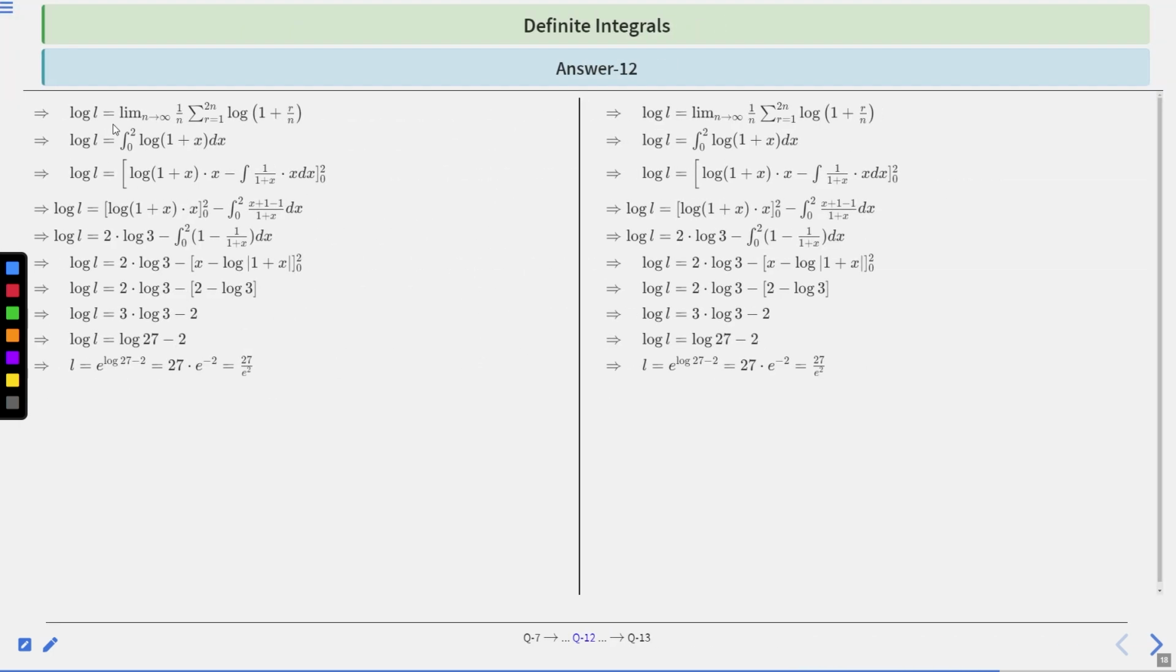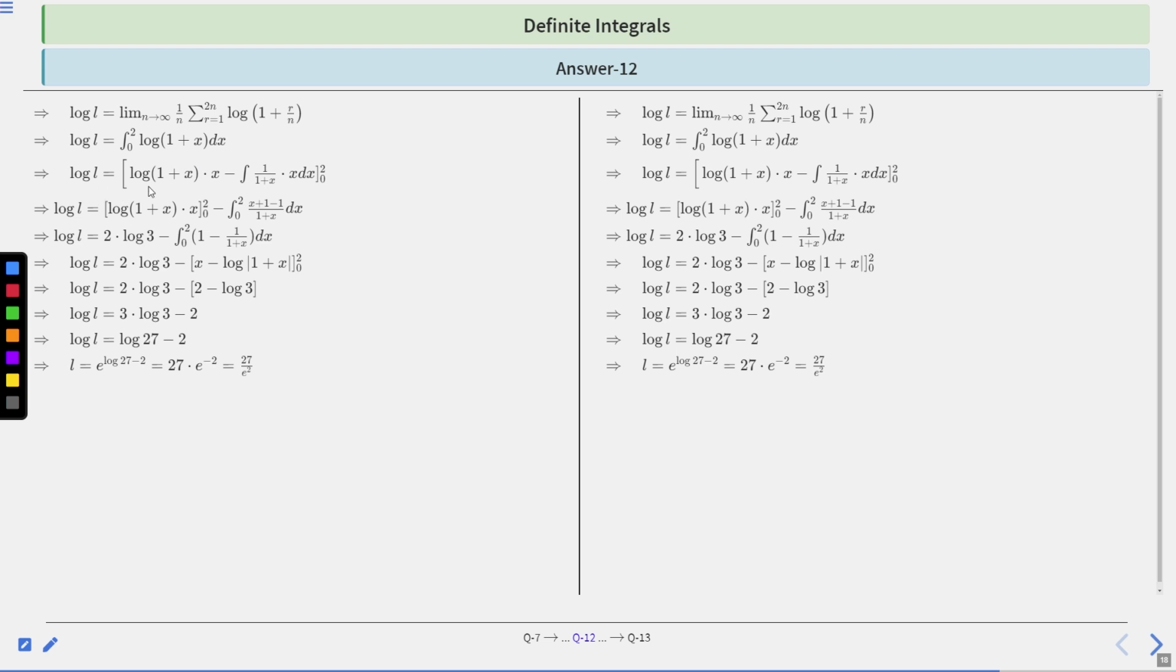Therefore, log L is equal to limit n tending to infinity 1 by n, summation of r equal to 1 to 2n, log 1 plus r by n. Therefore, log L is equal to integral 0 to 2 of log 1 plus x dx. What we have done? We have assumed 1 by n as dx and r by n as x, right?